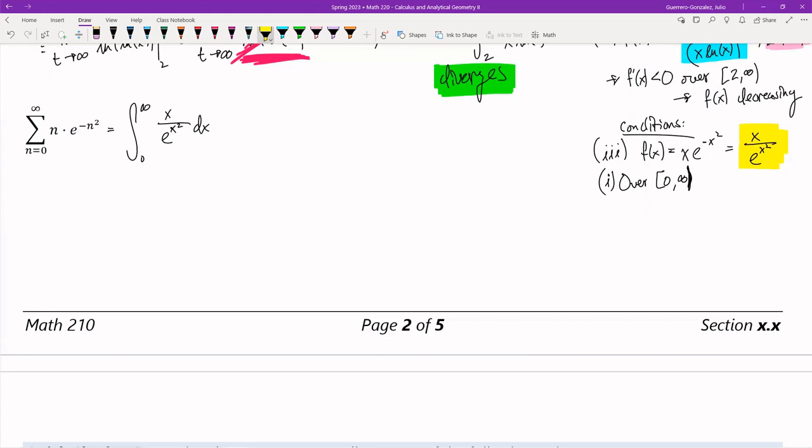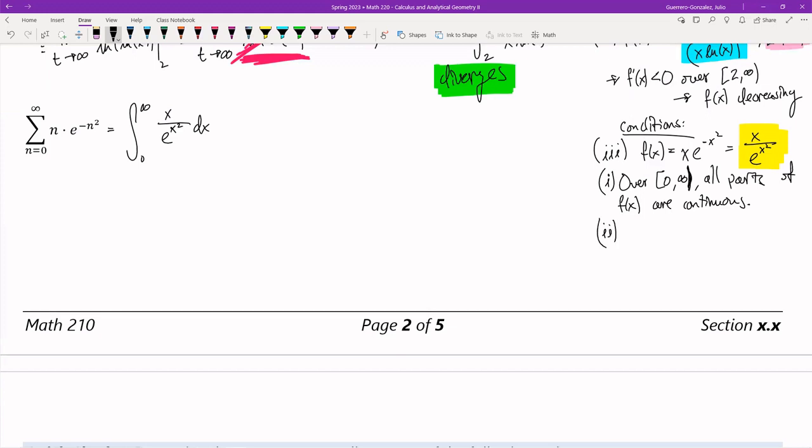Since we have two continuous portions, x is continuous and e to the x squared is continuous, the division must be continuous as well. So that is my argument: all parts of f of x are continuous, so then f of x must be continuous as well. Done.